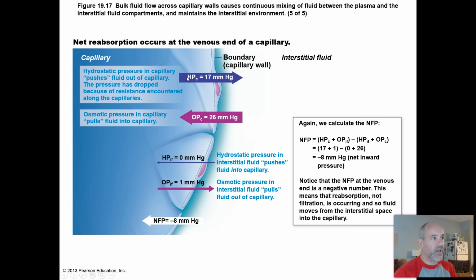Now when you get towards the venule, your blood pressure has dropped across the capillary bed. That makes sense when you think about it. You've pushed a bunch of fluid out of the capillaries by this point, so lower volume leads to lower pressure. So down at this end, your hydrostatic pressure has dropped to 17 because you've pushed so much fluid out into the surrounding tissues. Your osmotic pressure, though, is still around 26. So that's sucking fluids back in.